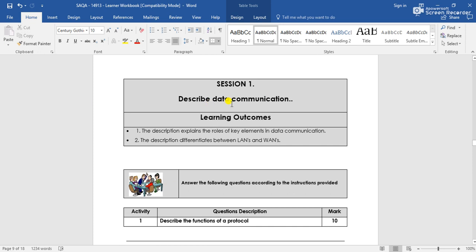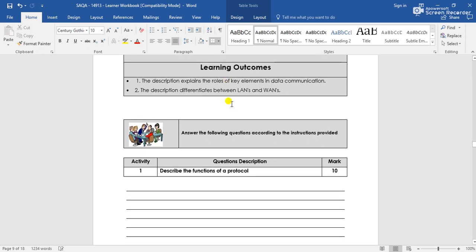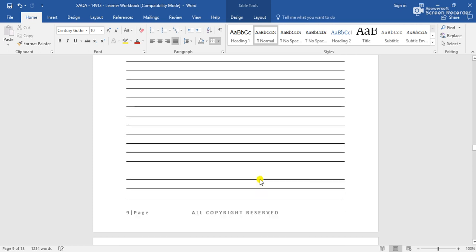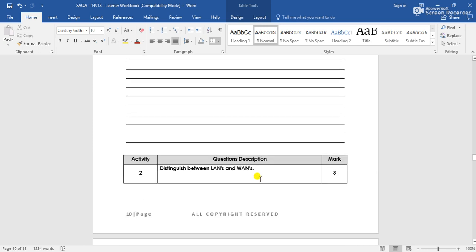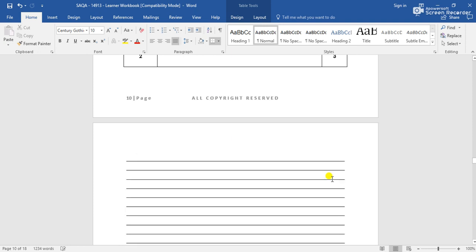Describe data communication. For activity 1, you need to describe the functions of a protocol. It has 10 marks. And then activity 2, you need to distinguish between LANs and WANs, which is for 3 marks.